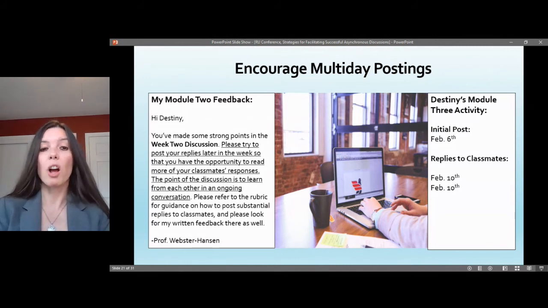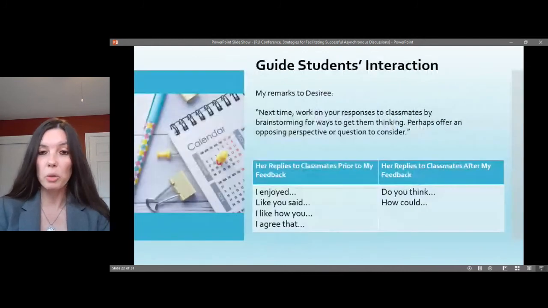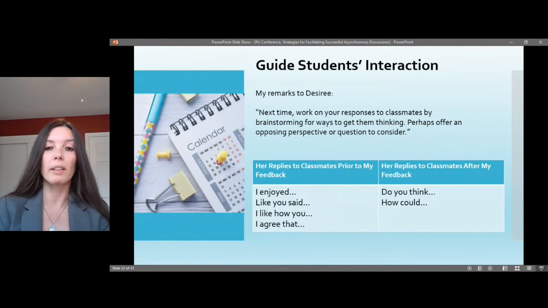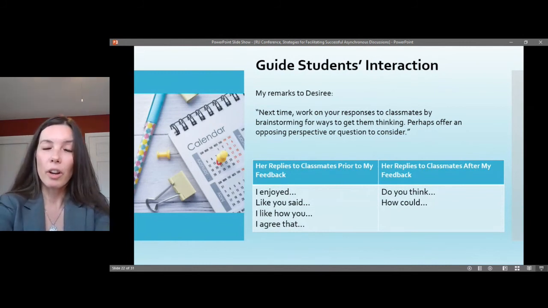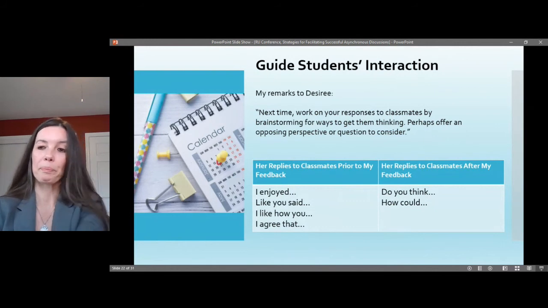Successful grading feedback should also guide the quality of students' replies to each other. Here I tell Desiree that she should brainstorm to get her classmates thinking, and perhaps she should offer an opposing perspective or ask a question to get them wondering about another point of view. Prior to my suggestion, every sentence of her posts to classmates began with phrases such as, "I enjoyed," "like you said," "I agree that." After my input, though, she began to promote critical thought in her classmates by asking, "Do you think?" and "How could?" This is a success story.